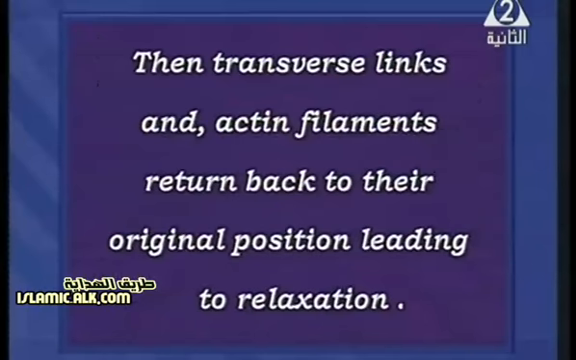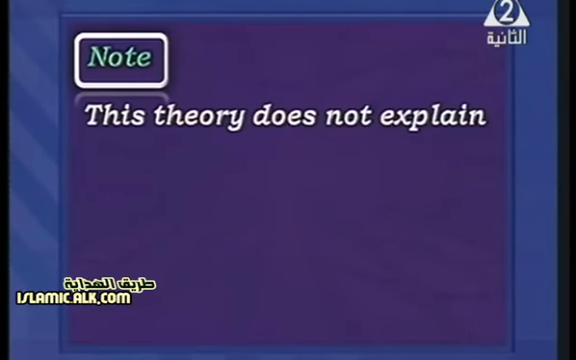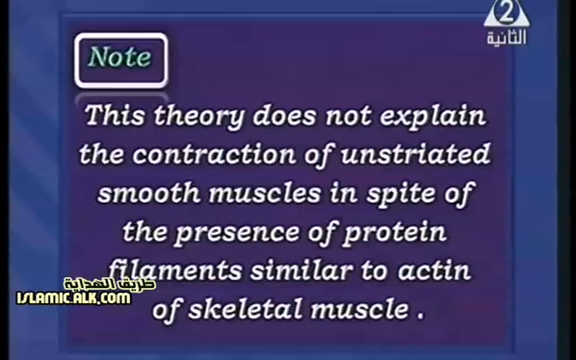Then the transverse links and actin filament return back to the original position. That causes relaxation of the muscle. We have a note here that this theory doesn't explain the contraction of unstriated smooth muscles.